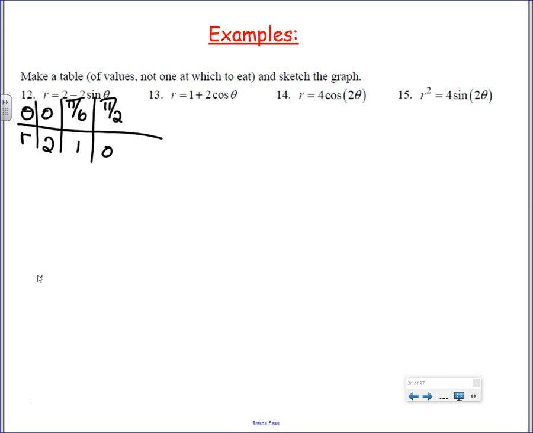However, how many points did I choose so far for number 12? 3. I only chose 3. Why am I choosing pi over 6s? Sine is 1/2. Yeah, I don't want to choose pi over 3s or root 3 over 2. That's a decimal. I don't want to choose pi over 4. If I don't have to, sometimes there's no way around it. But if I don't have to, I'm not going to. So instead I'm going to choose the pi over 6s and the 0s and the 90s.